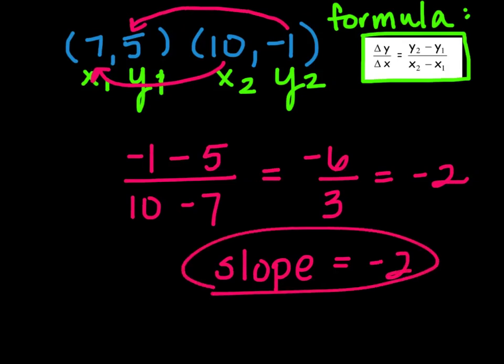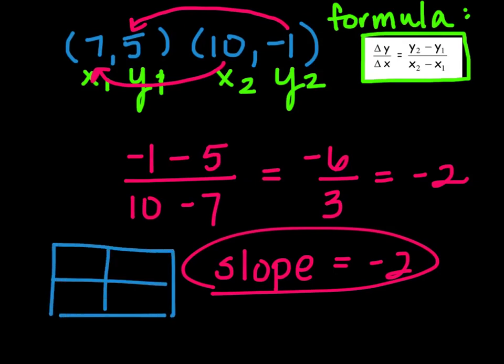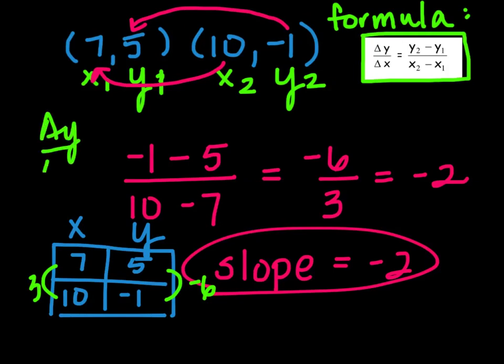Now really, let me explain why this works. If I have my table here of my x and y values, and I look at my x compared to my y, I can always look at the points in the table. So I have 7 and 5 and 10 and negative 1. So remember, slope, we just look at our changes in y over our changes in x. So to go from 5 to a negative 1, that's like saying minus 6. And from 7 to 10, we're adding 3. So again, if I'm looking at the change in y over the change in x, I have a negative 6 over a positive 3, which is exactly what I got here. And that's really why it works again.